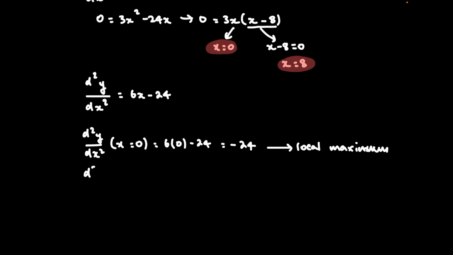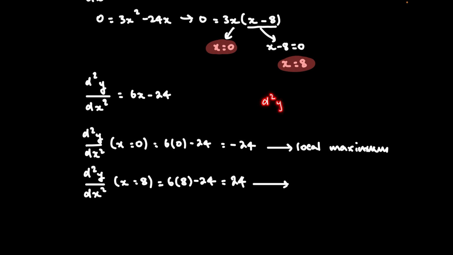And what about when x is equal to 8? Well, 6 times 8 take 24 is 48 take 24, which is 24. We recognized earlier that when the double derivative is more than 0, that simply means it is a local minimum. It is a local minimum.